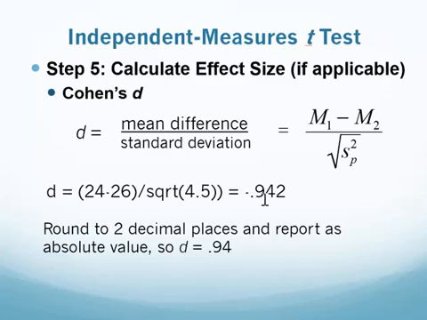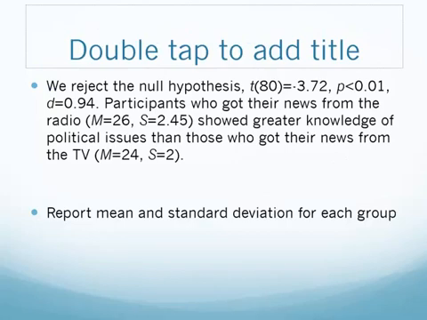But remember, treat this as an absolute value and round it out to 2 decimal places. So in reality, Cohen's d is actually 0.94. So you have a very robust effect size in this example. And so now you want to state your findings, right?